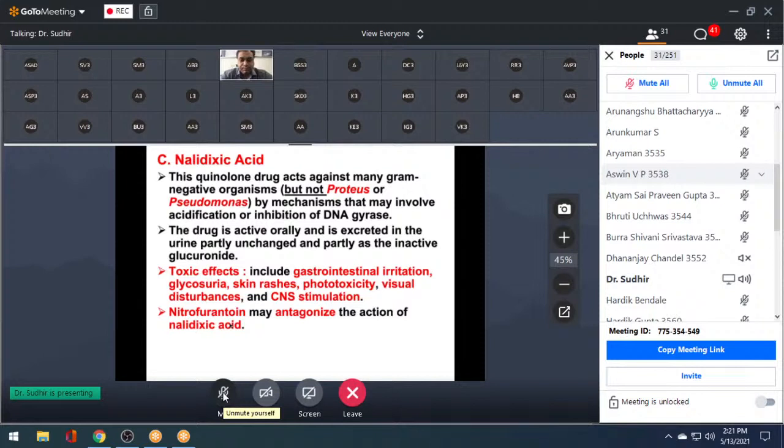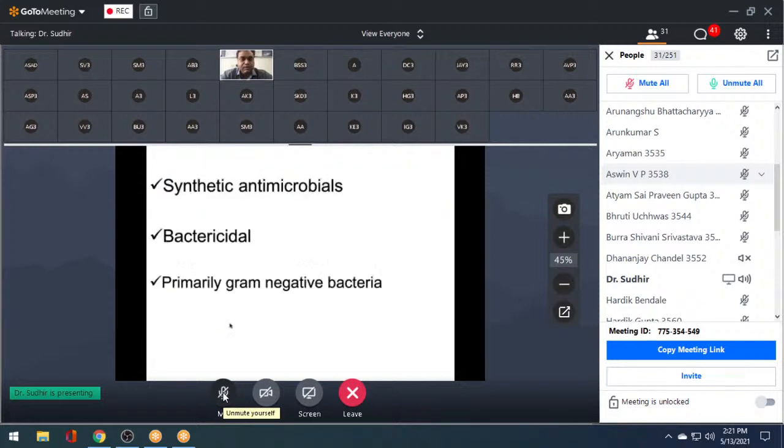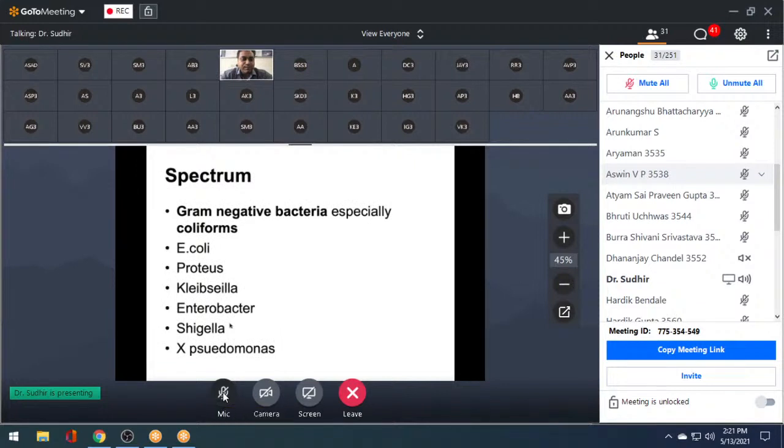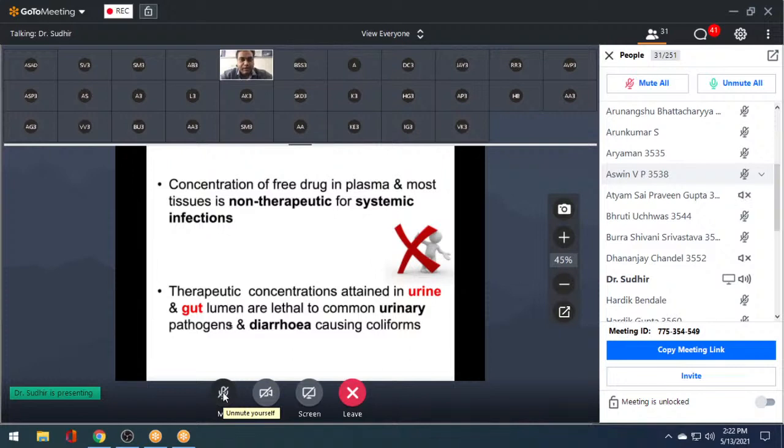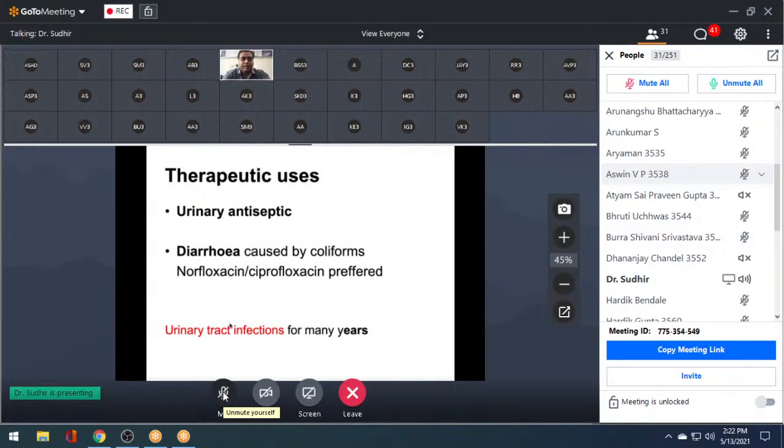Okay. And I have told you it is the prototype, the first member of fluoroquinolones. Its spectrum is somewhat wide because it is a fluoroquinolone group of drug. The concentration of free drug in plasma and most tissues is non-therapeutic for systemic infections, but the concentration attained in the urine and gut lumen is significant for antibacterial action. That's why it is commonly used in urinary infections and diarrhea caused by E. coli organisms. So this is about some drugs. These are called urinary antiseptics.